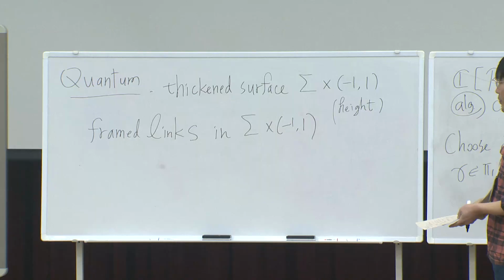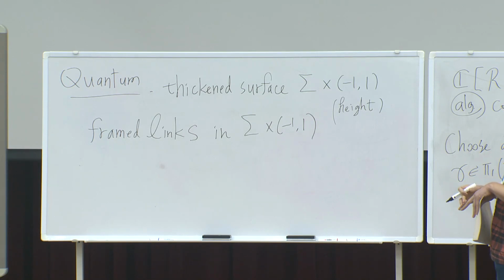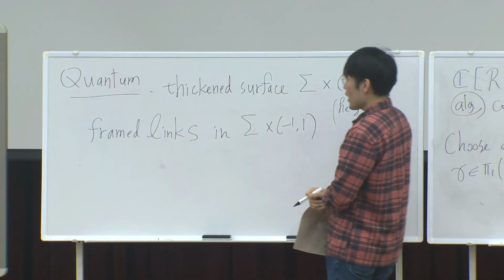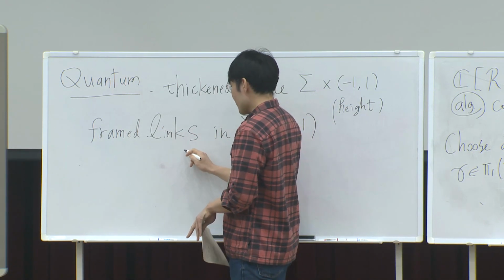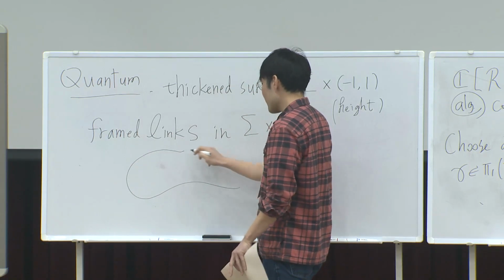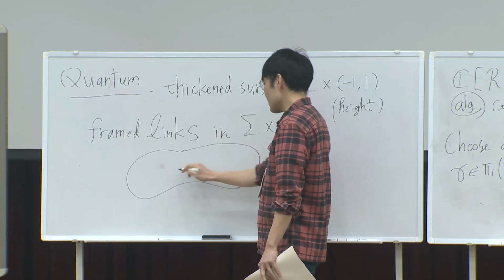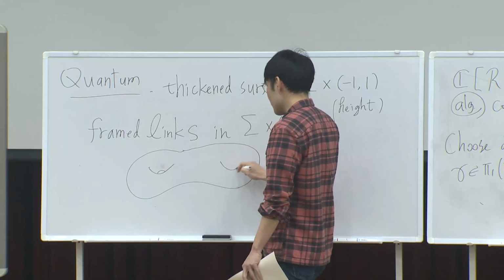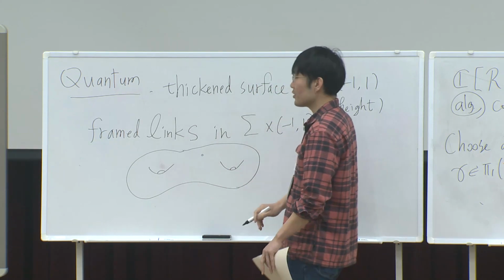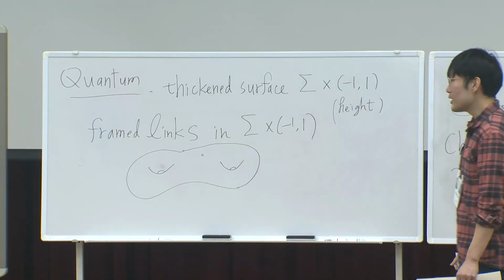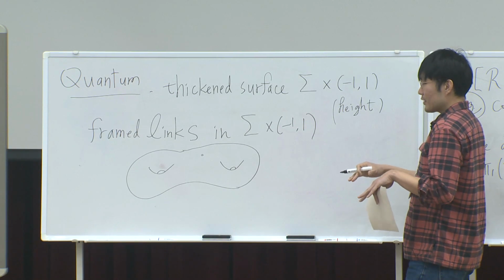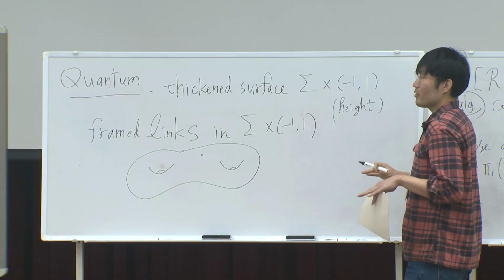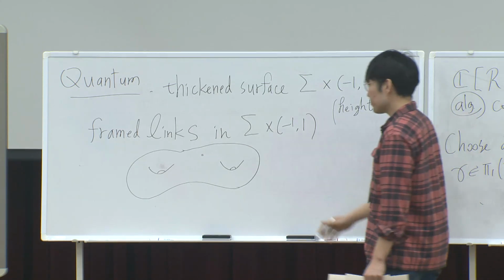So a link means a bunch of circles embedded in this thickened surface. And framed means that, let me draw a picture. When I draw a picture, I still only draw the surface, because I don't know how to draw surface times interval in an efficient way.